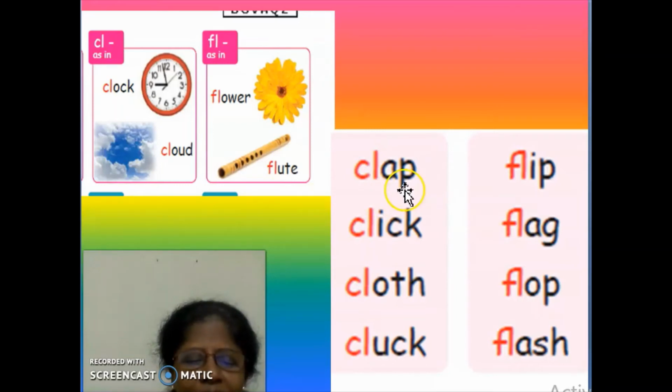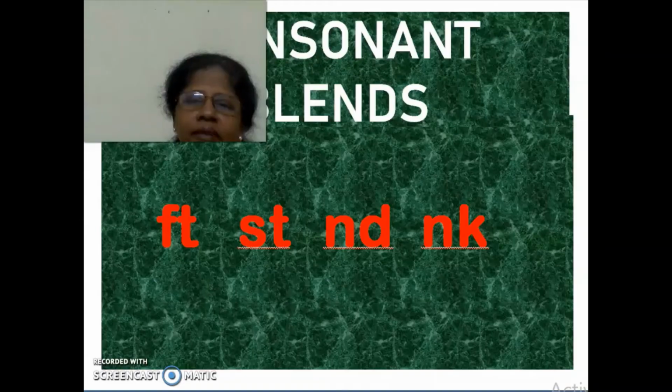Clap, click, cloth, cluck, flip, flag, flop, flush. Okay? That was the blend sounds in the beginning of the word. We saw clap, please, slow, floor. So we saw the blend words in the beginning of the words.